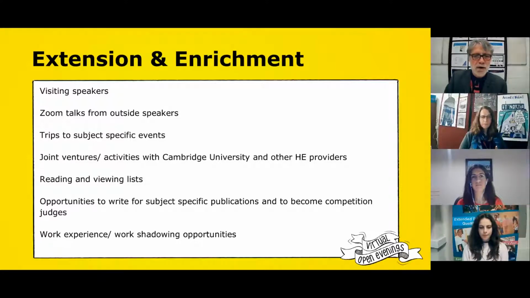Yeah, so we offer you reading around the subject and opportunities to write for subject-specific publications. So there is actually a student from last year who got a piece published in one of the English language specific magazines. Right, so plenty of opportunities there.